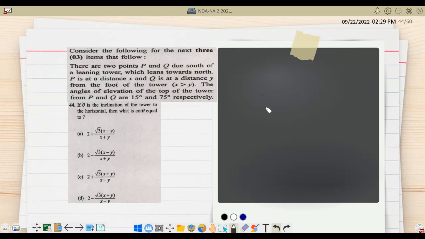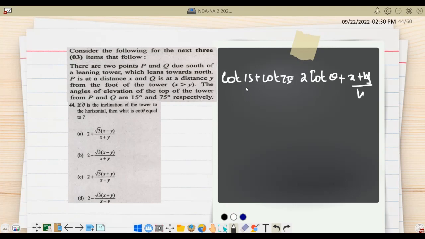So question 44. What is the value of cot theta? We're going to add the two equations that we saw in the previous one. Okay, so the cot theta won't be cancelled. Fine. When we add, cot 15 plus cot 75 is going to be 2 cot theta plus x plus y by h.